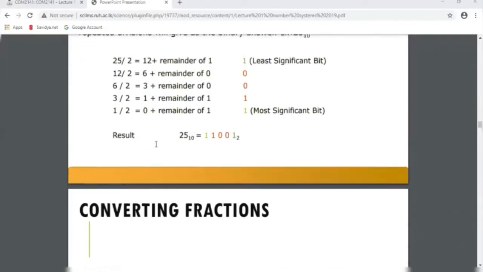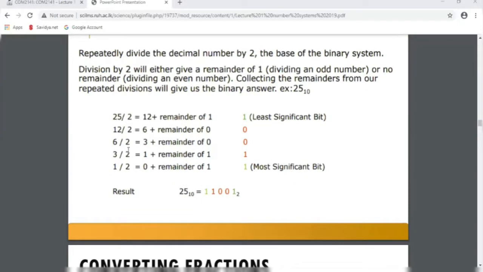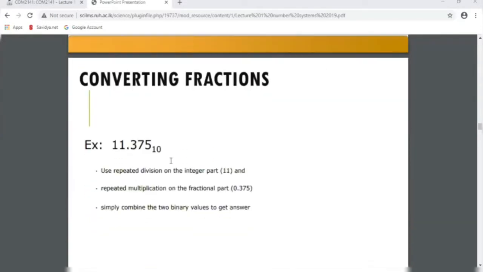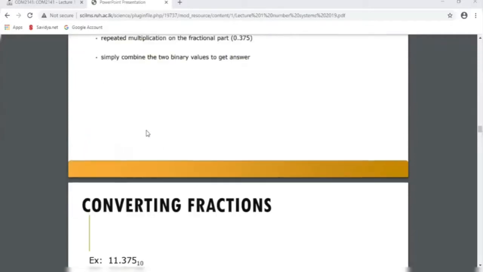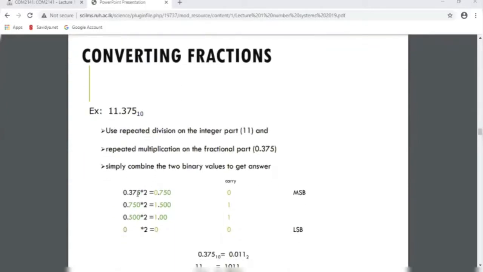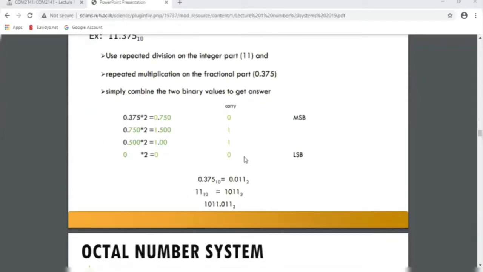Since this does not have any fractions, we do it by repeated division. However, if there's a fractional part, you have to consider that separately, and convert it by multiplying by 2. The fraction part needs to be treated separately. So it needs to be multiplied by 2, get the carry, and arrange it like this. So this would be the final answer. You have to get two parts separately.